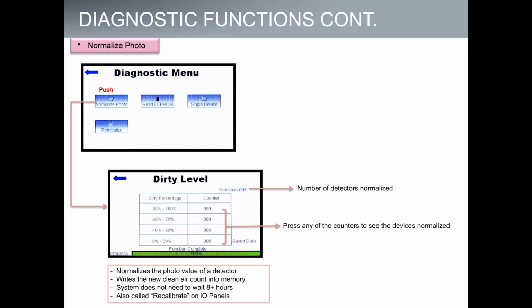The normalize photo process. Press the diagnostic button on the main menu. Press normalize photo button after detectors have been cleaned. On the counter column of the dirty level table, press the desired counter to view the new dirty level of the photo detectors that have been normalized. Note, the normalize photo function only applies to photo detectors. This is the same as the recalibrate feature on I/O, VS, and FX panels.